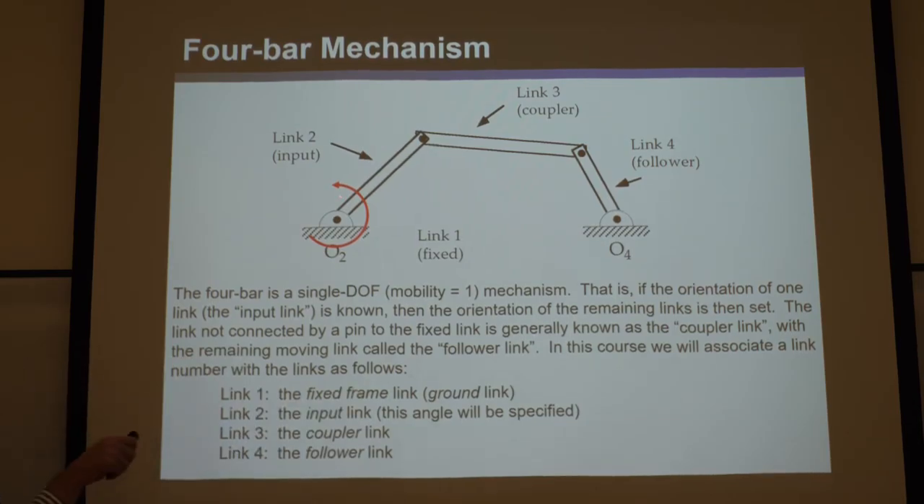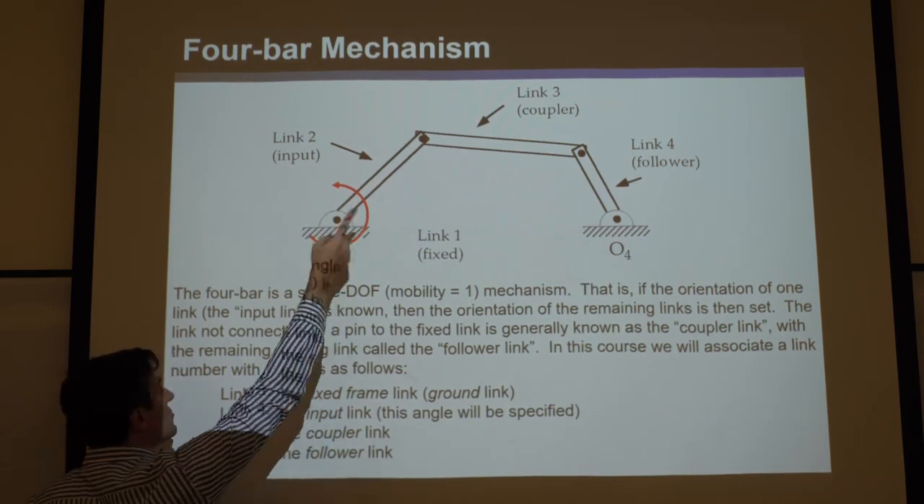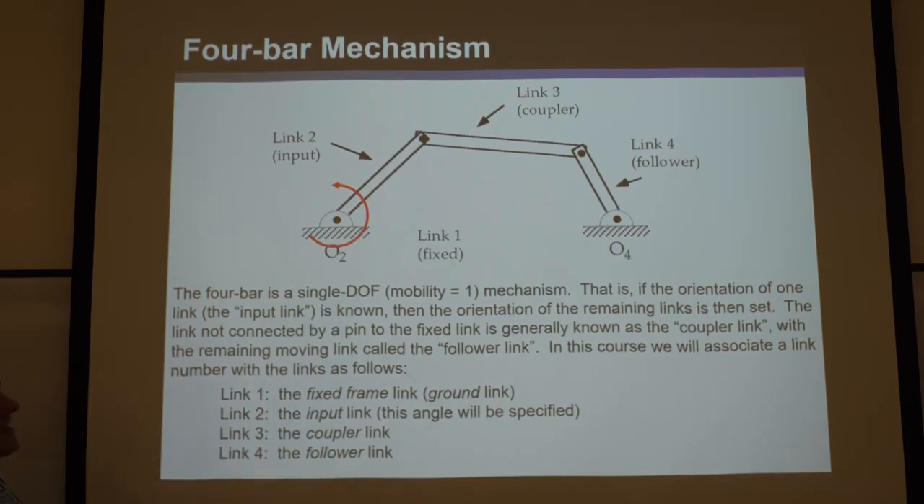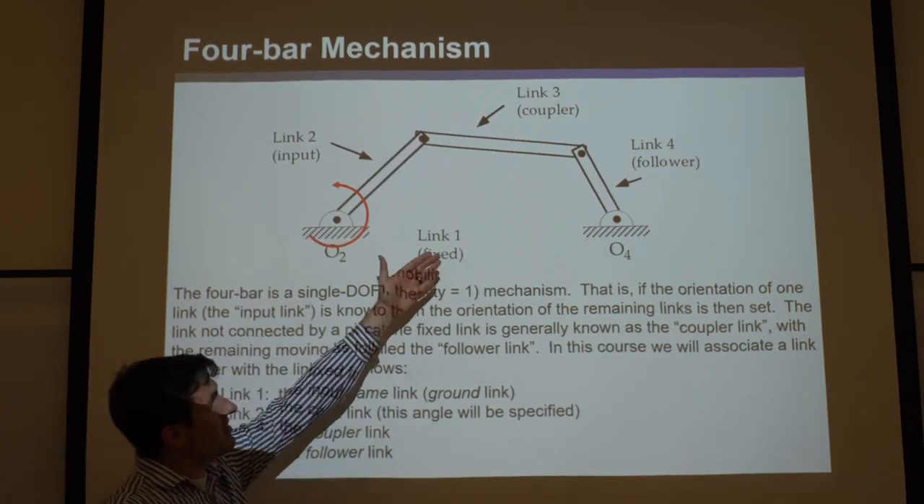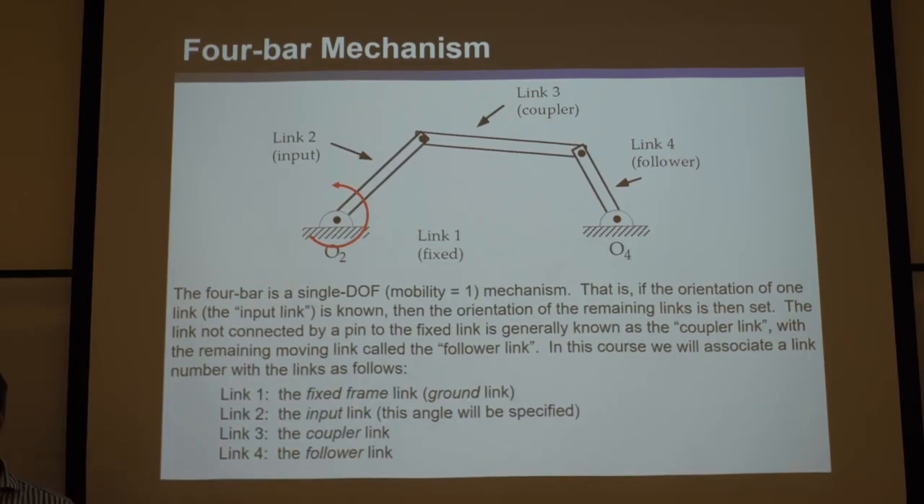The other link that's 2, usually whatever link is labeled 2 is the input link. Input means that's the one the motor drives. If you attached a motor here, it would be driving that input link. And then the follower link is the one on the opposite side of it. If this is the input on the left side, the follower link is on the right side. It's the one that's usually doing the work, doing the interesting thing.